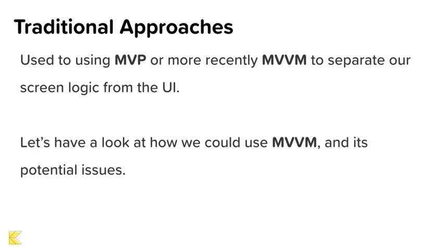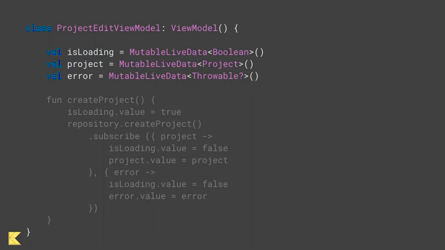Anyway, let's have a look at how we would create a screen with MVVM and its potential issues. This is something typical that I've seen in a lot of places. It's also in a lot of examples and docs that I've seen. Basically, for our screen, we would have this project editor view model. And now you can see we have three different things. We have three different streams of data.